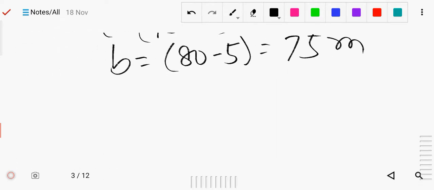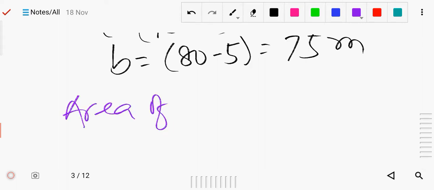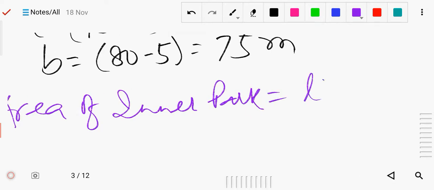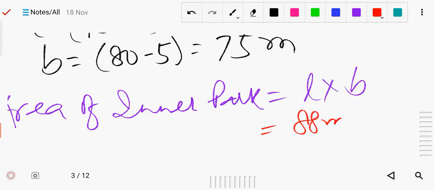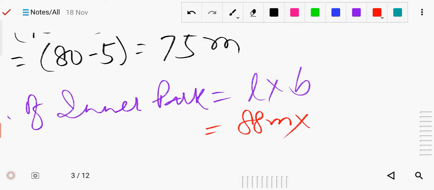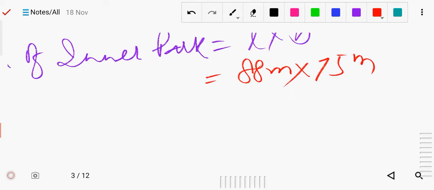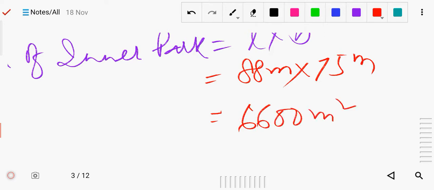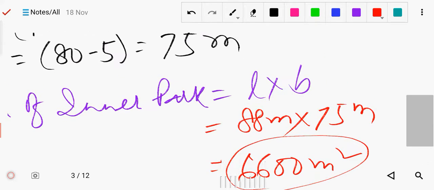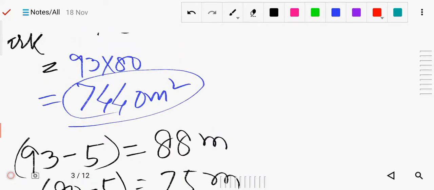Now we can find the area of the inner park, so that is L into B. So what is the value of L? 88 meter multiplied by 75 meter. Now these two you can multiply, so you will get 6600 meter square. So this is the area of the inner park, and this is the area of the outer park.